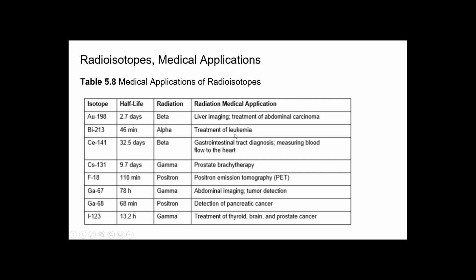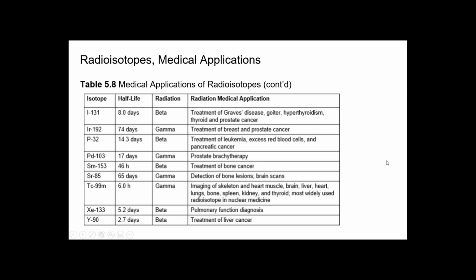Let's see if we can find one down here somewhere. We have iodine-123, 13.2 hours. This is gamma, treatment of thyroid, brain, and prostate cancer. So you can see that the amounts of half-lives are different, but it's based also on where it's going in the body and what type of radiation. You can see all of these are radioisotopes, radioactive isotopes. Here are more. Here, again, different half-lives. There's days, there's hours. This is 6 hours for this one, imaging. Treatment of liver cancer here, 2.7 days.